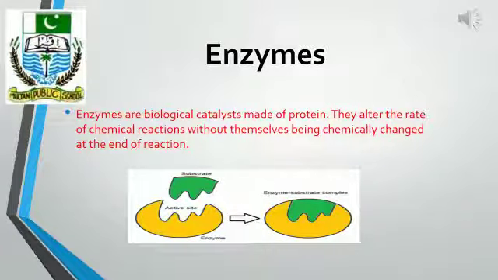As in the previous video, we have discussed what are enzymes and what is the role of enzyme as a biological catalyst. So before discussing the effect of temperature and pH on enzymes activity, I will again tell you what are enzymes. Enzymes are biological catalysts that are made up of proteins. They alter the rate of chemical reactions without themselves being chemically changed at the end of a reaction.